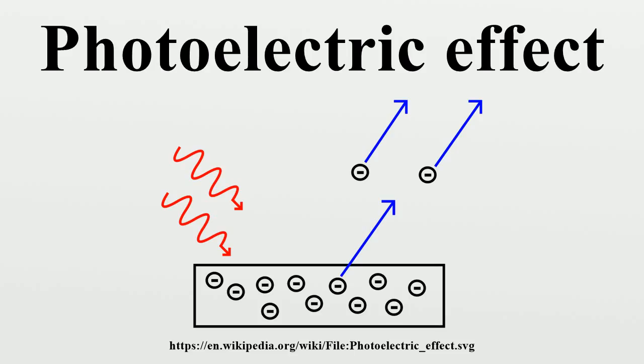For a given metal, there exists a certain minimum frequency of incident radiation below which no photoelectrons are emitted. This frequency is called the threshold frequency. Increasing the frequency of the incident beam, keeping the number of incident photons fixed, increases the maximum kinetic energy of the photoelectrons emitted. Thus the stopping voltage increases.